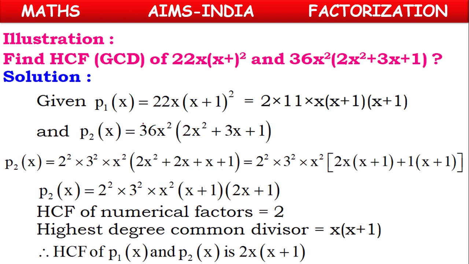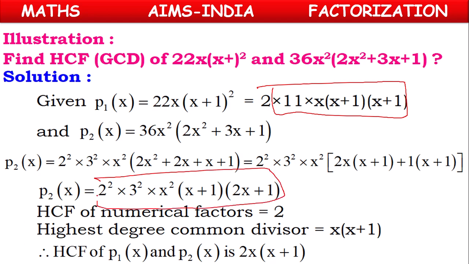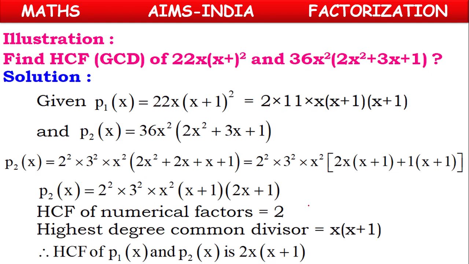So now this is the P1 value, and this is the P2 value. If you observe all this, what are the common numerical factors? Here 2 is there, and here also 2 is there. Actually 2 twos we have, but one 2 is common. So the numerical factor which is common is only 2. And what are the variable factors which are in common? One x is here. In x square also, x square means x into x, so one x is common. So x is a common divisor.